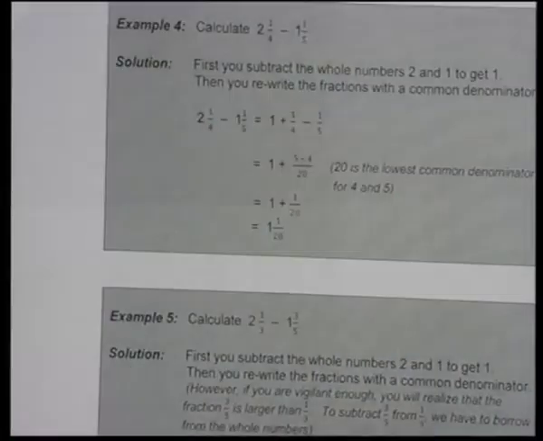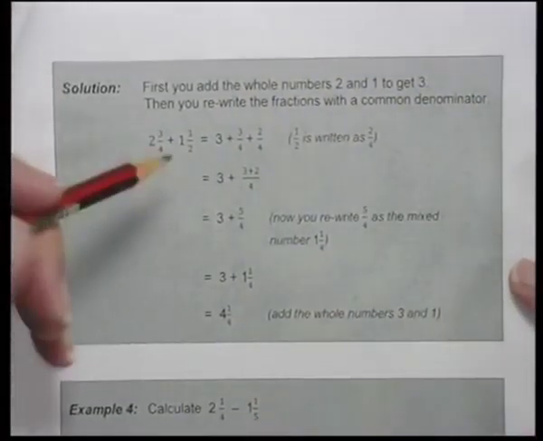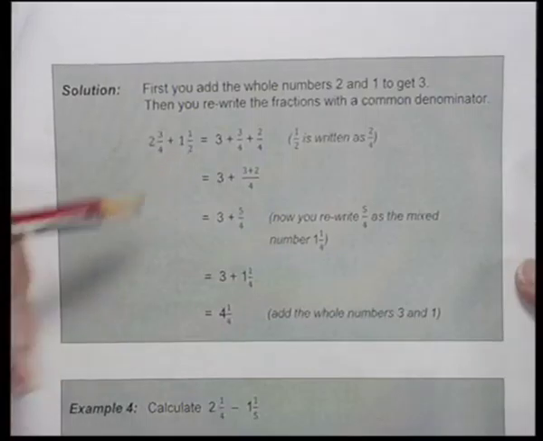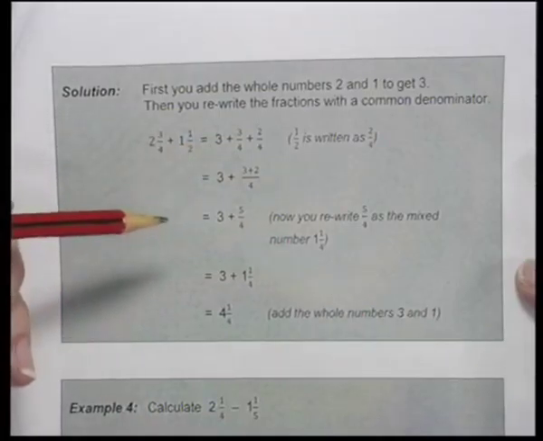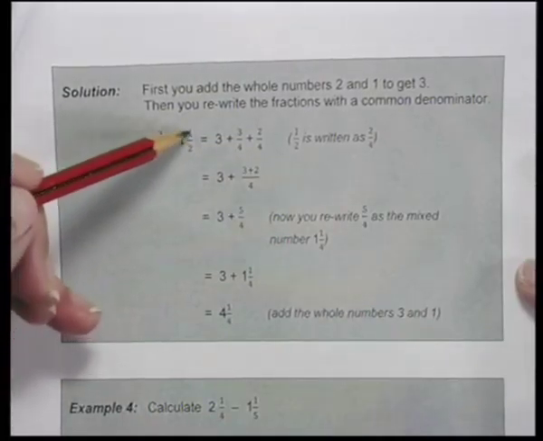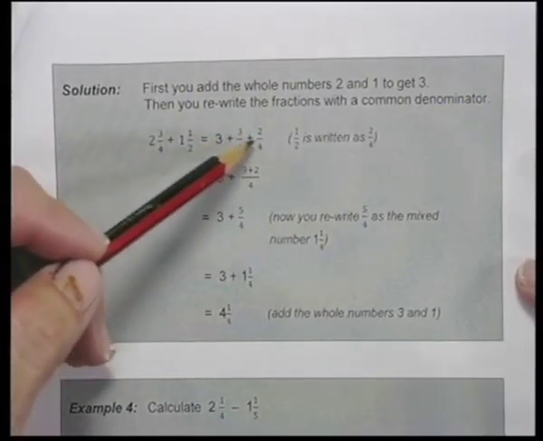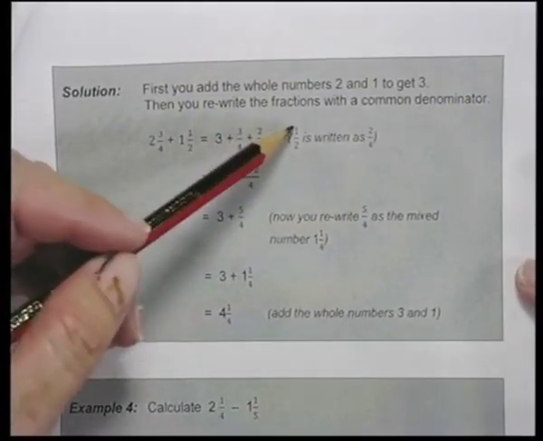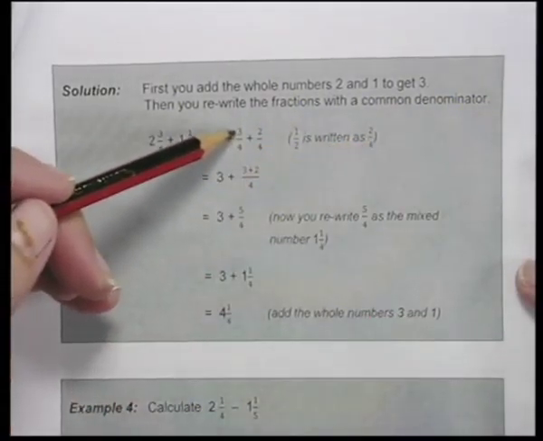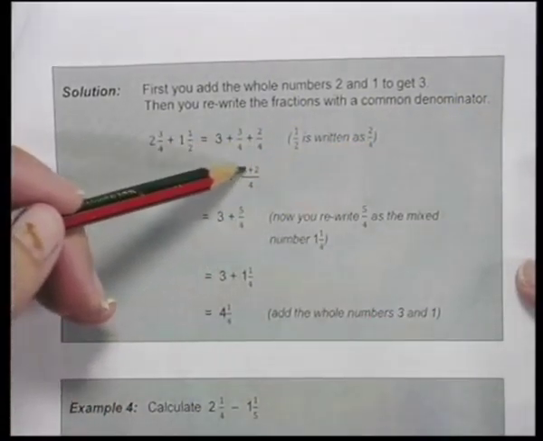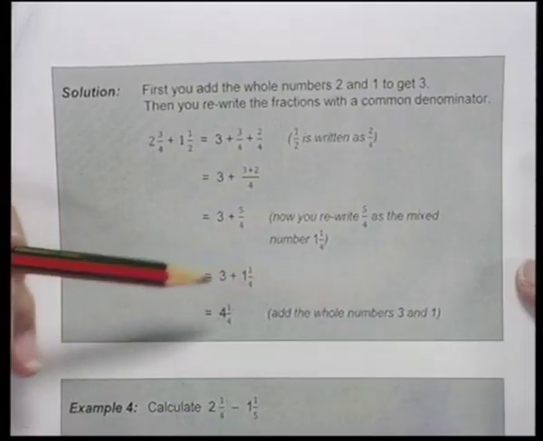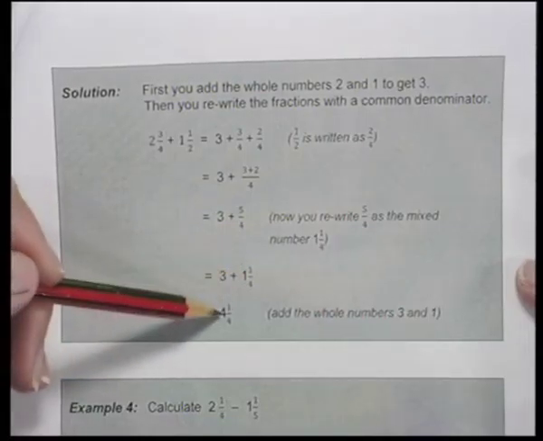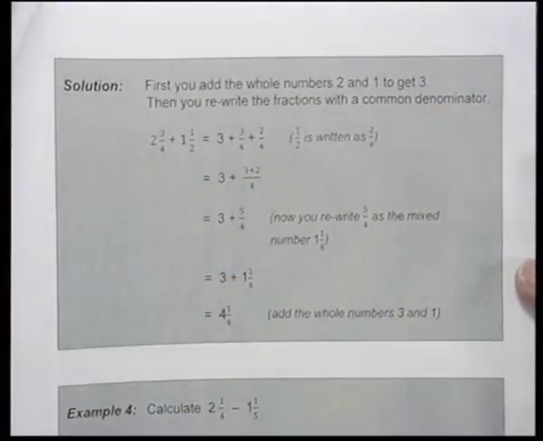Now we must calculate, in this case, 2 and 3/4 plus 1 and 1/2. We can add the whole numbers. 2 plus 1 is 3. And then we must add 3/4 and 1/2. But we must have the same denominators. So 1/2 is the same as 2/4. Then we say 3/4 plus 2/4, 5/4. We can see that there is 1 whole and 1/4 left. So 3 plus 1, 4 whole numbers plus a 1/4.